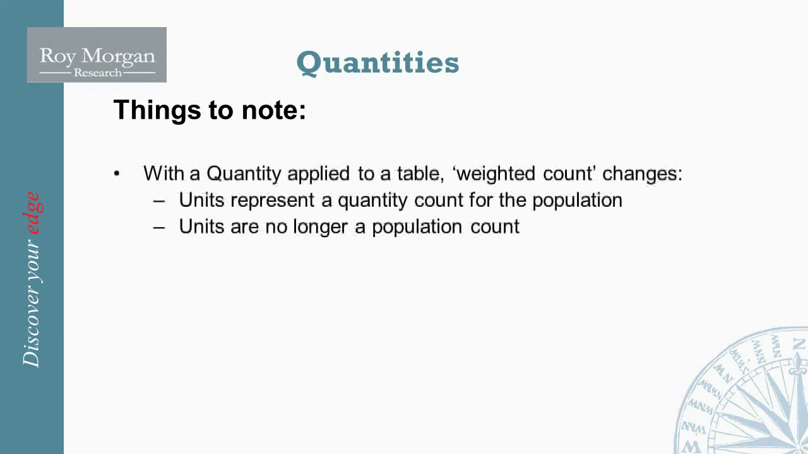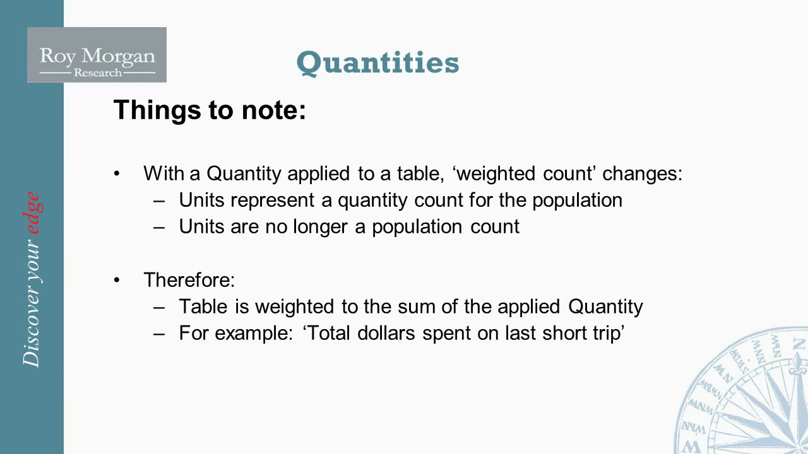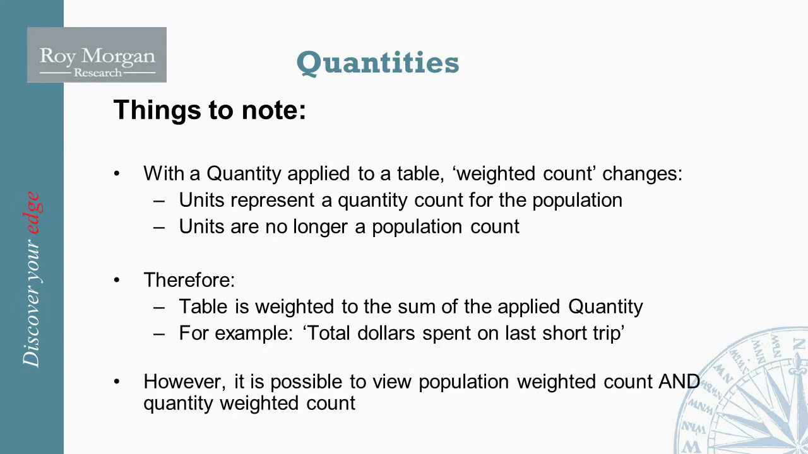There are a few things to note with quantities. When you're using quantities, you're actually applying a quantity to the whole table. At this point, your weighted count changes. The units represent a quantity count for the population. They no longer represent a population count. So therefore, the table is weighted to the sum of the applied quantity. For example, total dollars spent on last short trip. So while the weighted count refers to the quantity, it is now possible to view population weighted count and quantity weighted count by changing a setting, and we'll have a look at that in a moment.